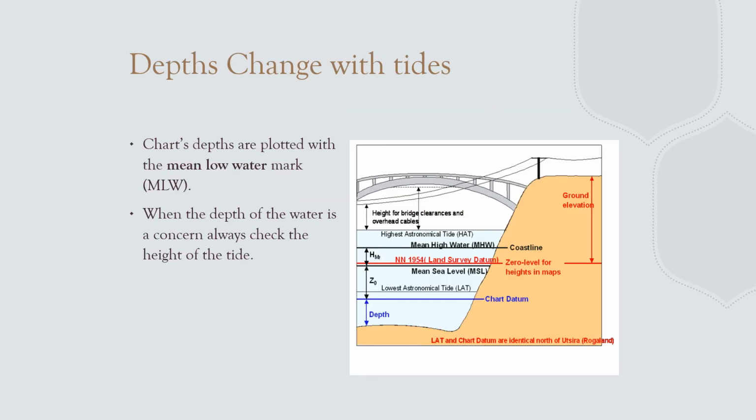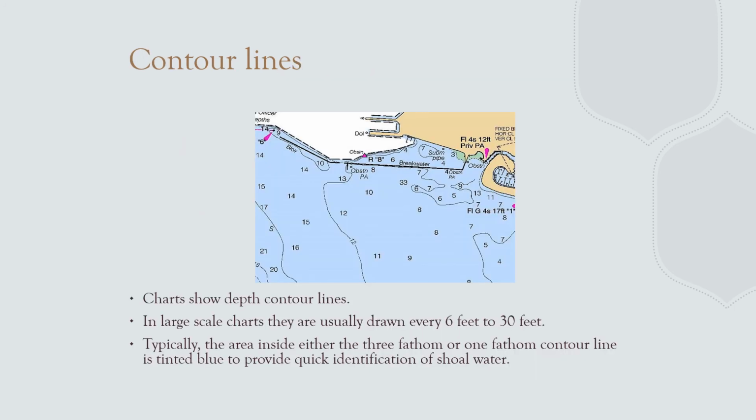All chart data comes from the mean low water mark. During super tides, it might get a little bit more shallow, so you need to check, but it's the mean low water mark. That's where the isobaths are drawn from. And they are every 6 feet. The isobaths are every 6 feet, contour lines.